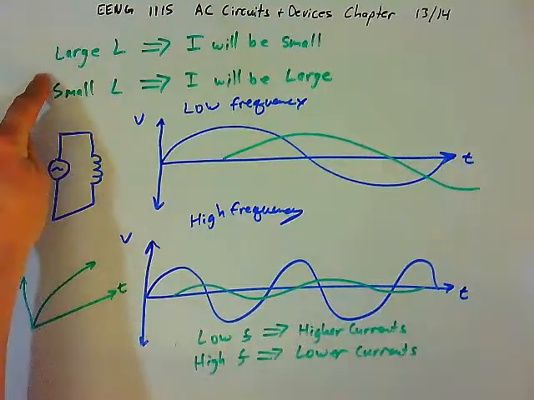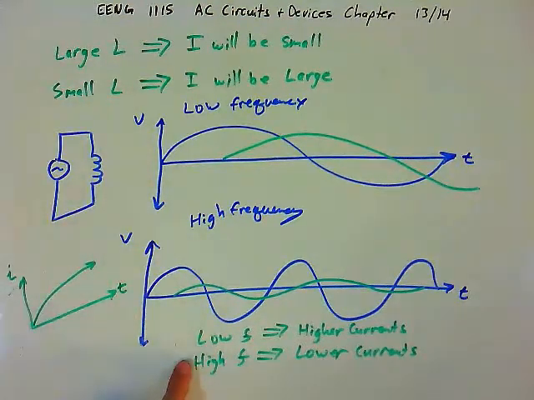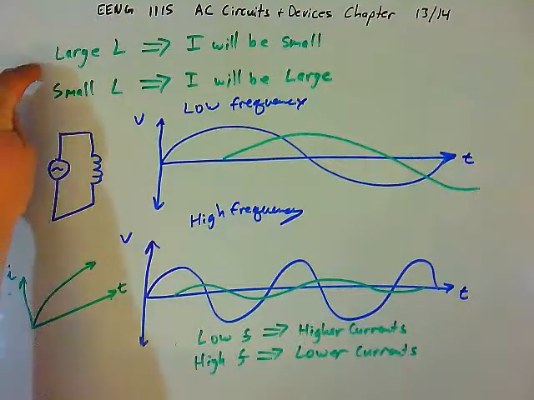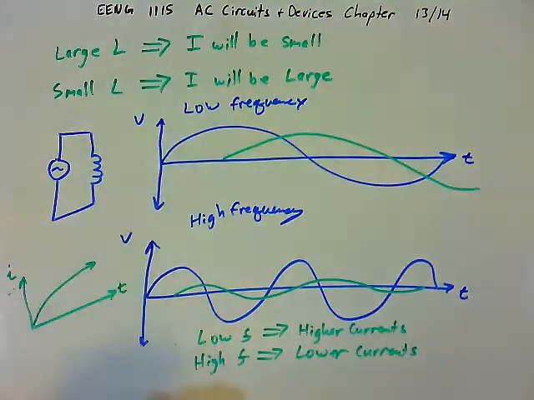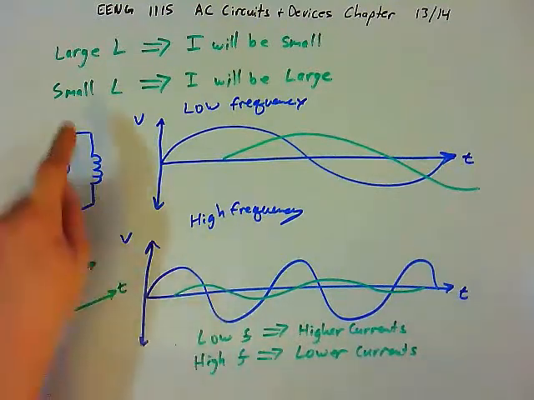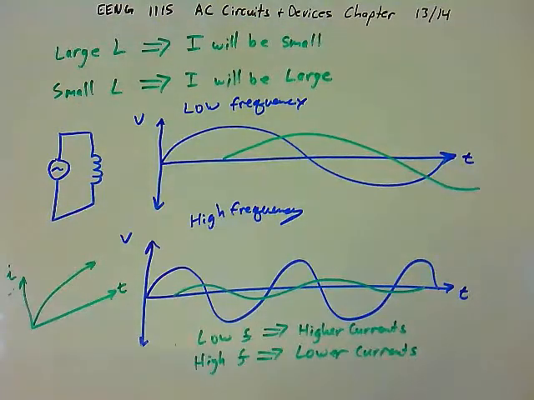So there's two things that are affecting the value of the current here. The inductance itself and the frequency. Large inductance means small current. High frequency means smaller current. Smaller inductance means larger current. And lower frequency also means higher current. So these are the two factors that are going to affect the currents in our circuit.